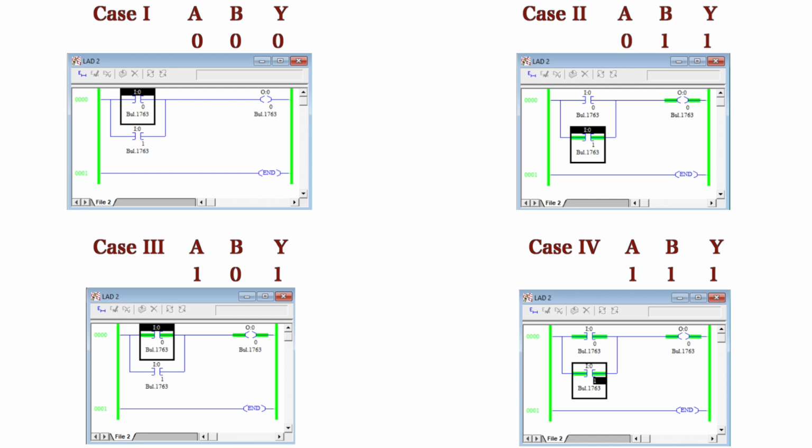So in short, since we have connected the normally open switches in parallel, if any of the inputs is high, the output will be high, and only if both the inputs are 0, then the output will be 0.